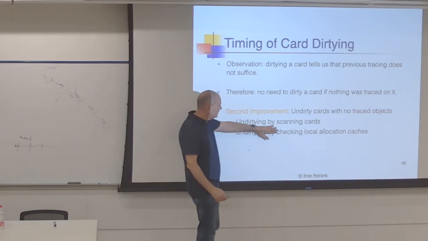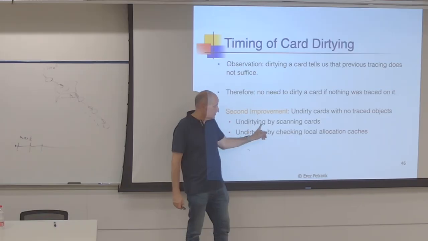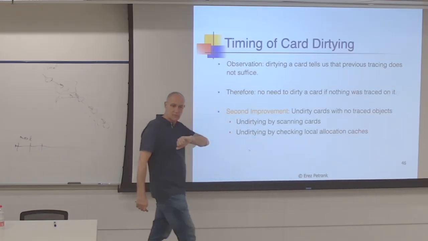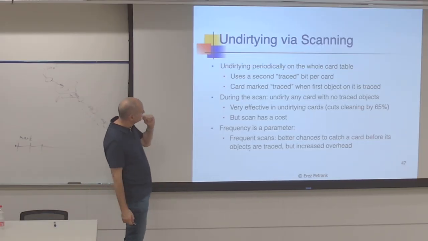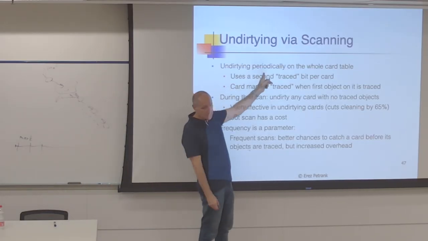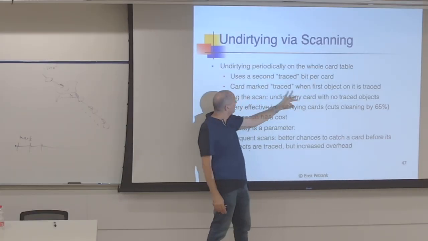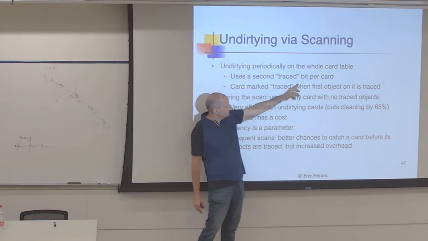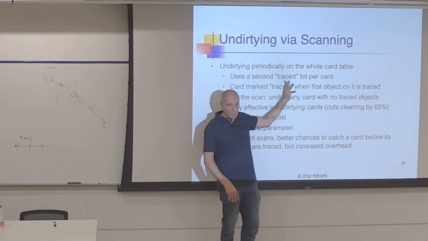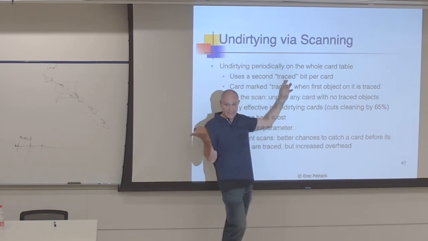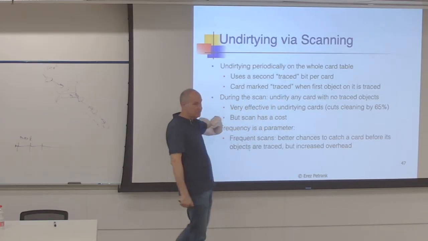So there are 2 ways to do it that were done. Forget about this thing. We'll not have time to talk about it, but I just scan cards and remove the dirty bit if needed. So periodically, maybe 3 times during the marking phase, I will go to the whole card table and I will use a second card bit that says, was it traced or not? And if I see nothing on it was traced and it is dirty, I will just cancel the dirty bit.